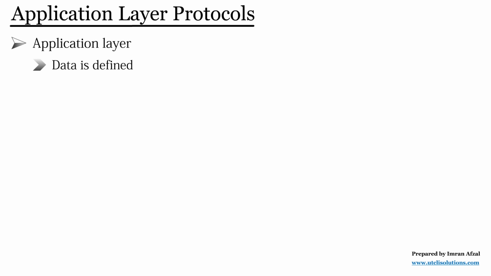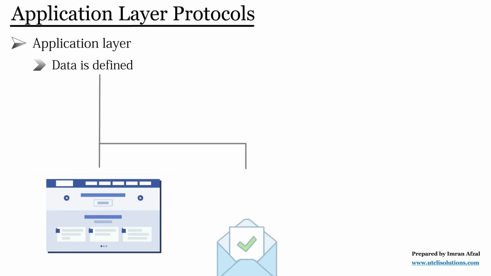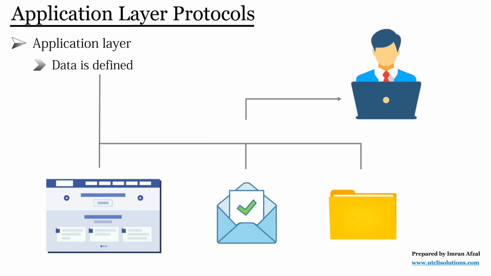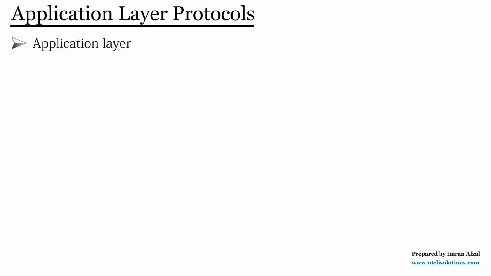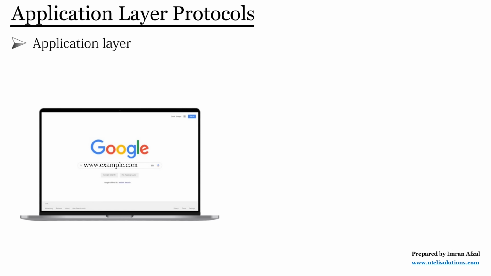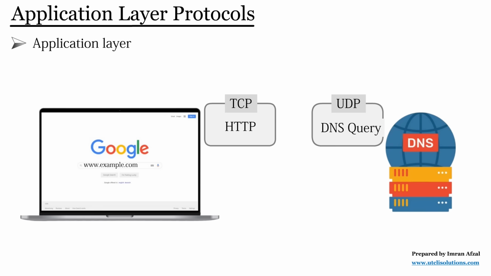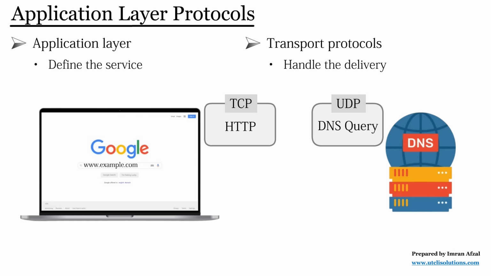The application layer, on the other hand, is where the meaning of the data is defined. It tells us whether the data is a web page, an email, or a file, and it interacts directly with users and software. For example, when you visit a website, your browser uses HTTP to request the page, but that request is carried by TCP underneath. Similarly, a DNS query is formatted by DNS rules but delivered by UDP. These layers work together where application protocols define the service and transport protocols handle the delivery.